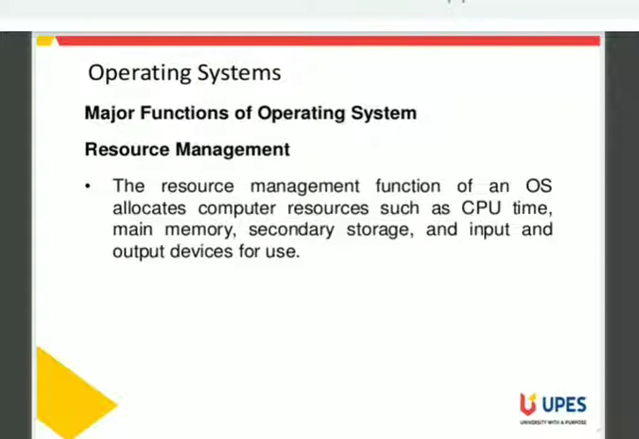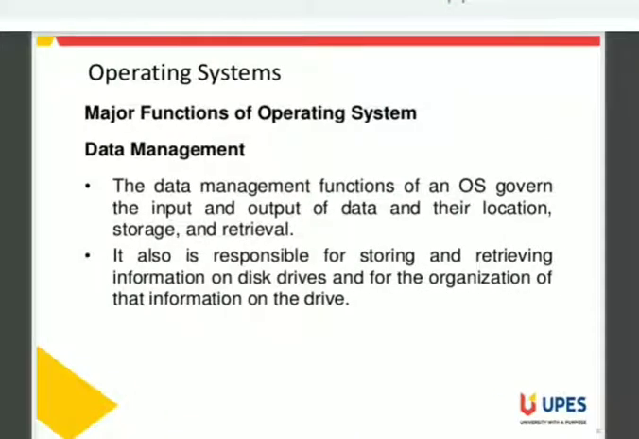The resource management function of an operating system allocates the computer resources such as CPU time, main memory, secondary storage, and input and output devices for use. Here the operating system allocates the resources of the computer to the user. And next, data management. It is another function of the operating system.